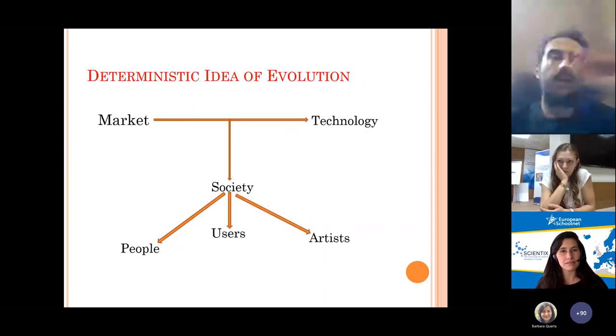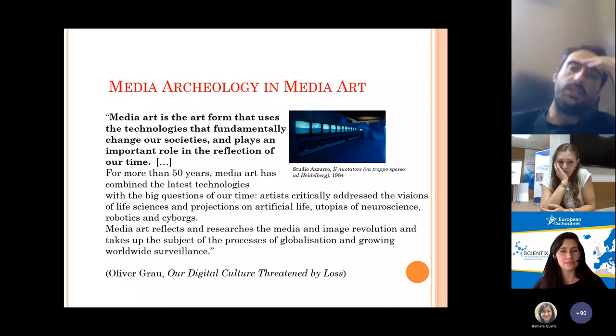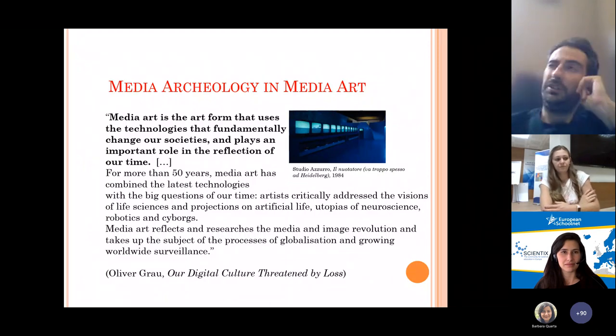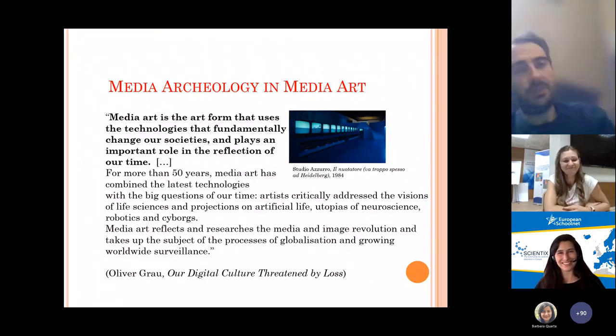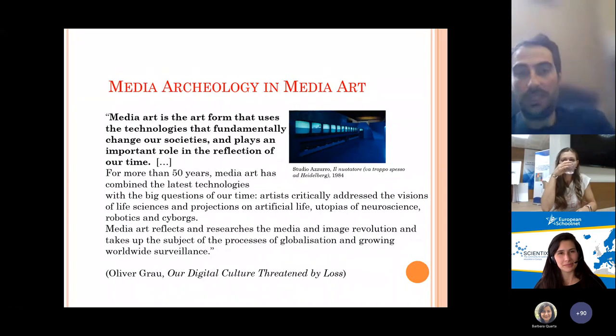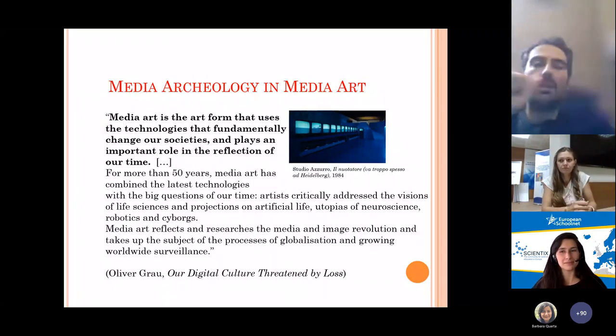And so when we talk about our relationship with art and technology, we usually speak of media art. This is a famous sentence written by Oliver Grau, a scholar based in Austria, at Krems University, I think. He says that media art, the relationship between art and technology, is the art form that uses the technology that fundamentally changes our society and plays an important role in the reflection of our time. For more than 15 years, and so on, it critically addresses the vision of life science, et cetera.